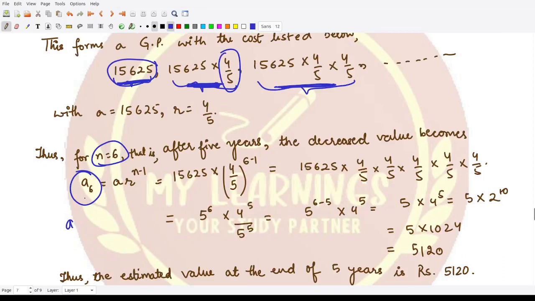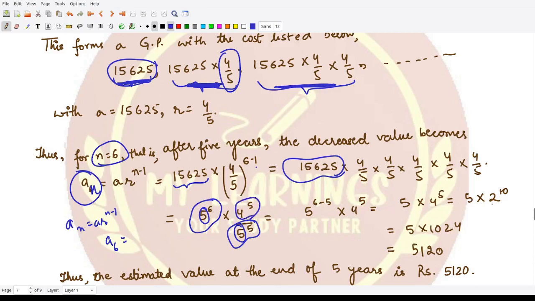The general term an is given by a r raised to power n minus 1. So in this case, we will be calculating A6, where a is 15,625 into the common ratio 4 by 5 raised to power 6 minus 1. So you have to solve this. If you do a little calculation, it is 5 raised to power 6, and here we have 5 raised to power 5. By the exponent law, when the bases are equal, the powers subtract. So we have 5 raised to power 6 minus 5 and 4 raised to power 5.